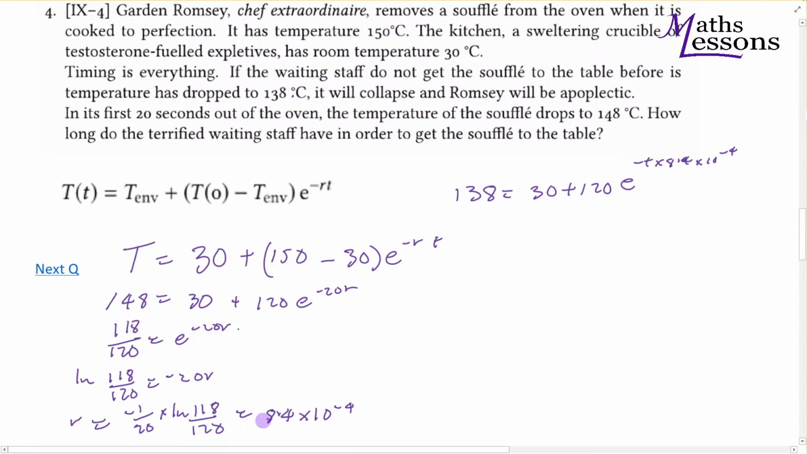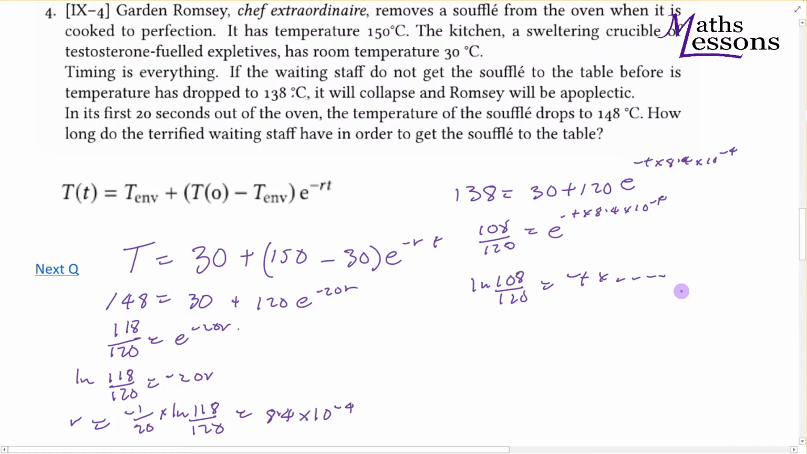If we substitute this into our expression, we get 138 minus 30, which gives me 108. Then divide by the 120, and that's equal to e to the power of minus t times 8.4 times 10 to the minus 4. All of that stuff there, we're going to take natural logs of both sides. So we get the natural log of 108 over 120 equals minus t times all that stuff.